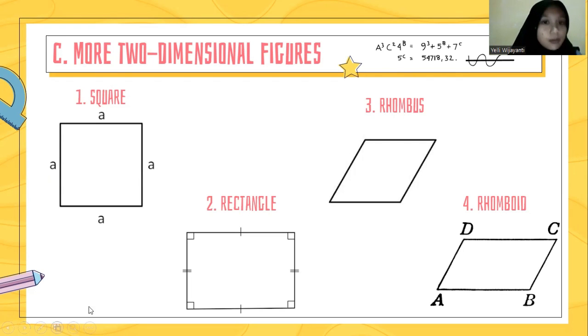And the third one is rhombus. The fourth one is rhomboid. And both of them are almost similar. Next.